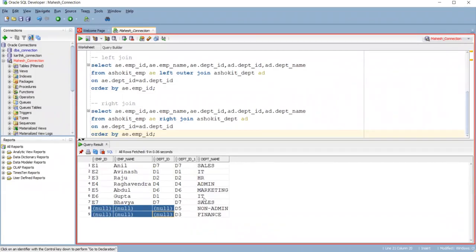Okay. So here, what is our requirement? To display all the departments' information and its associated employees' information, sir. Display all the departments and employees associated with the departments. That's all. That is what the thing is.